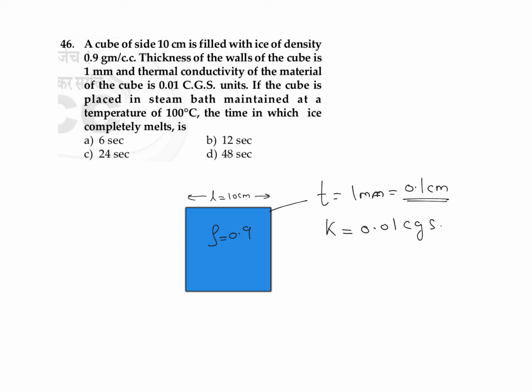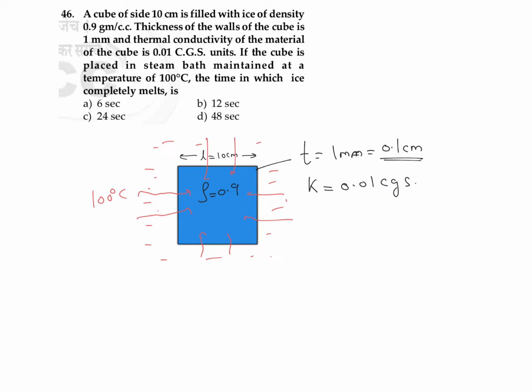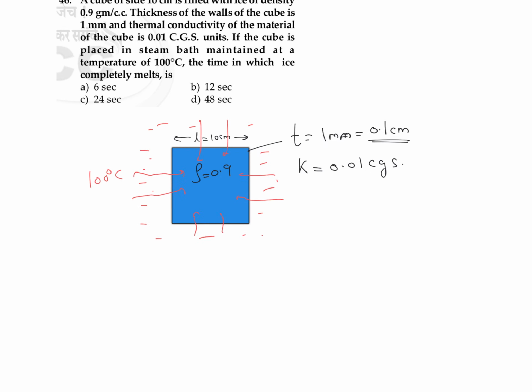If the cube is placed in a steam bath, that means we can take the outside temperature as 100 degree Celsius. We are to find out the time in which the ice completely melts. So there will be a transfer of heat energy through each and every face of this cube. So we can find out the value of heat flow through this using the equation dQ by dt is equal to KA delta T divided by L.